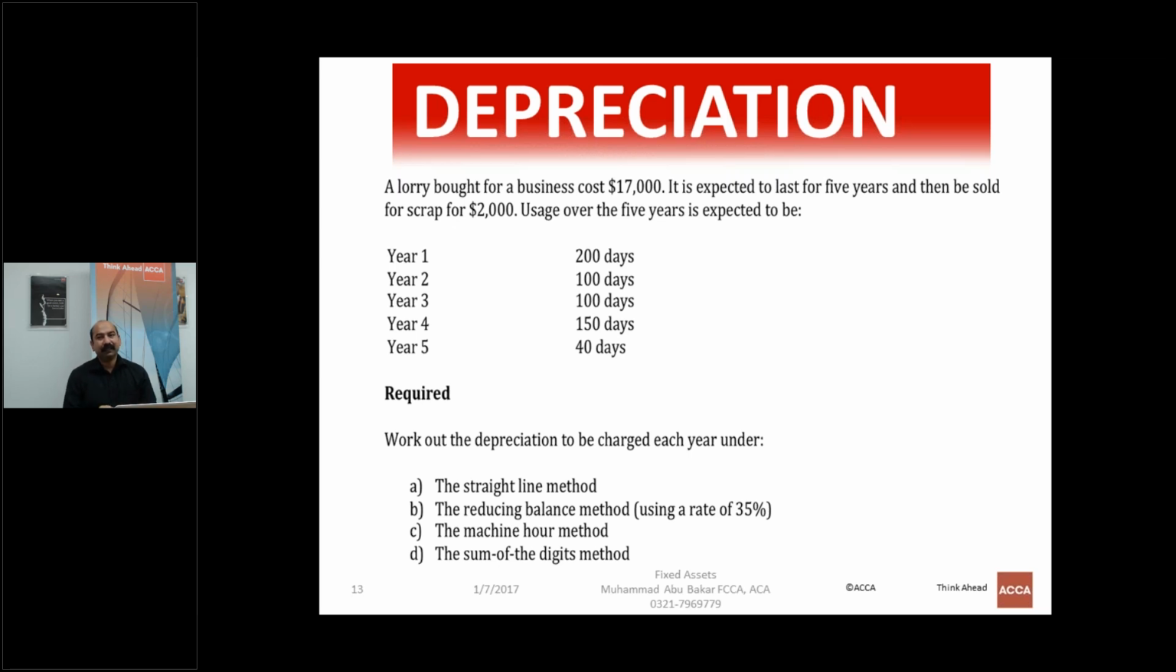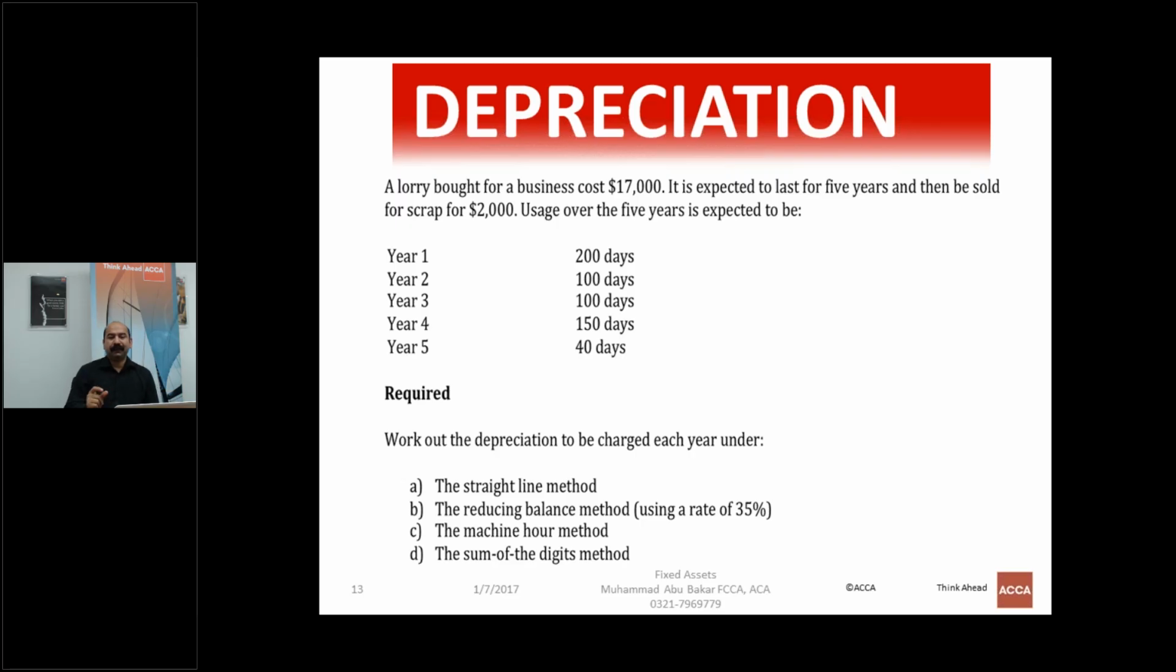Only in straight line you will reduce the cost by residual value to determine the depreciation for each year. In reducing balance, the formula is cost into the rate. This will be the depreciation for the first year. So the correct answer is 5,950. So this is the reducing balance method.